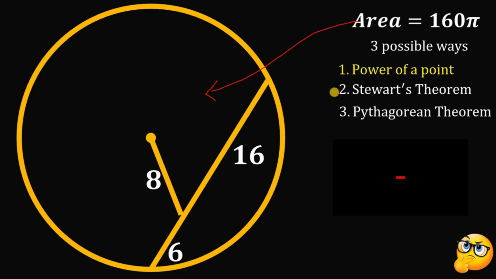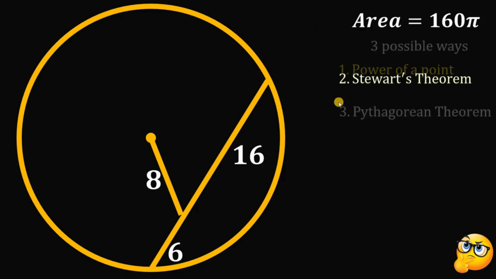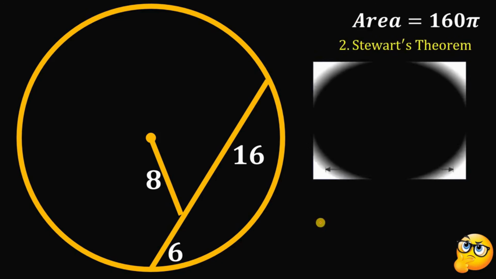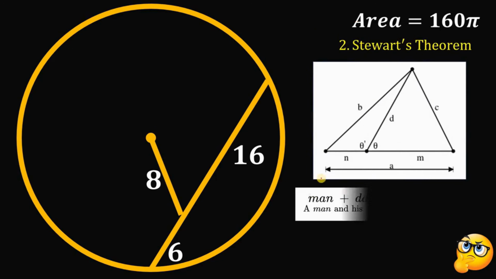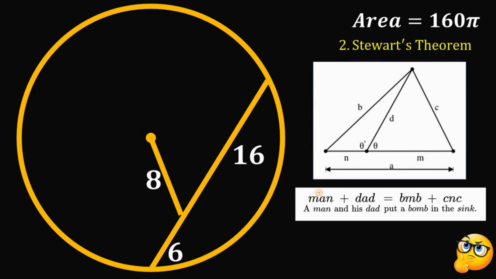Alright, now how about our second method, which is the Stewart theorem? So, let's do that. Now, given this figure, Stewart theorem tells us that if we multiply m times a times n plus b times a times d must be equal to b times m times b plus c times n times c. Now, this is the formula for the Stewart theorem, but it looks like this formula is very complicated.